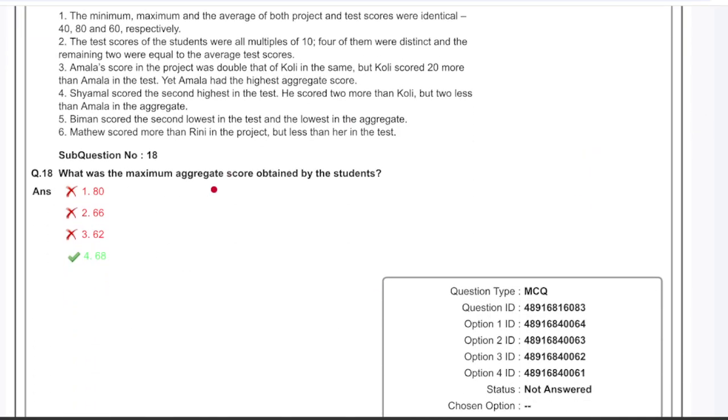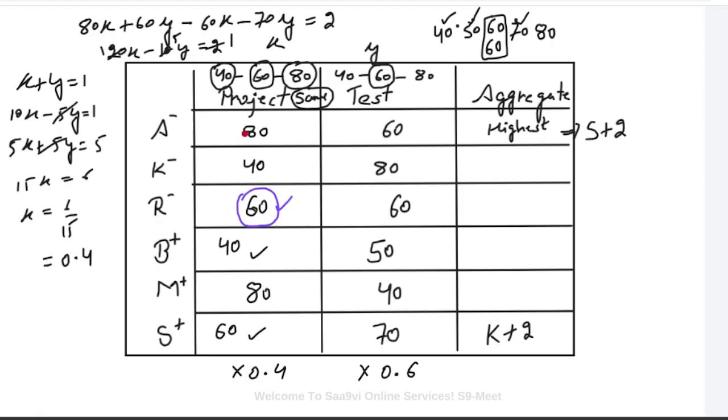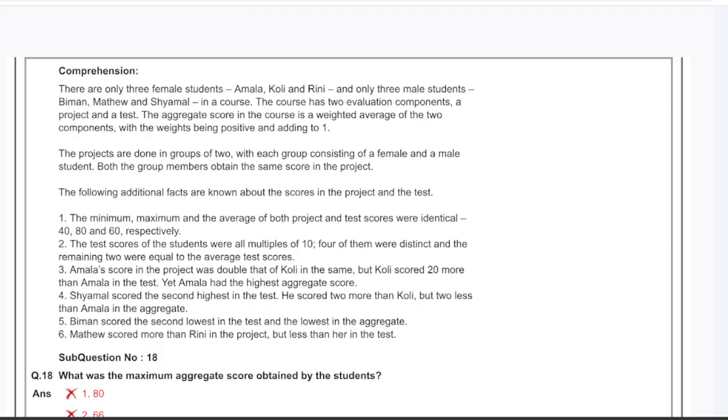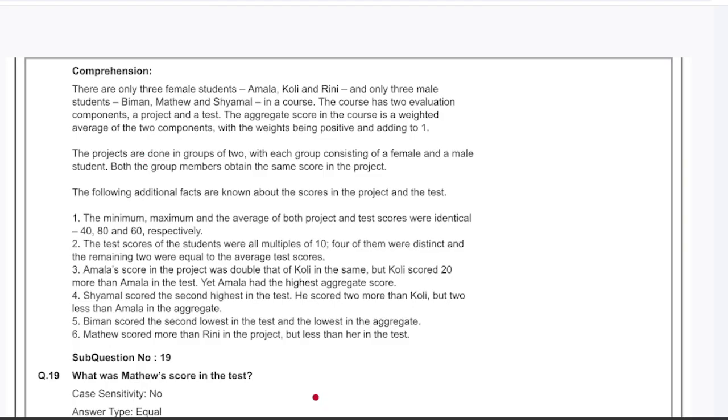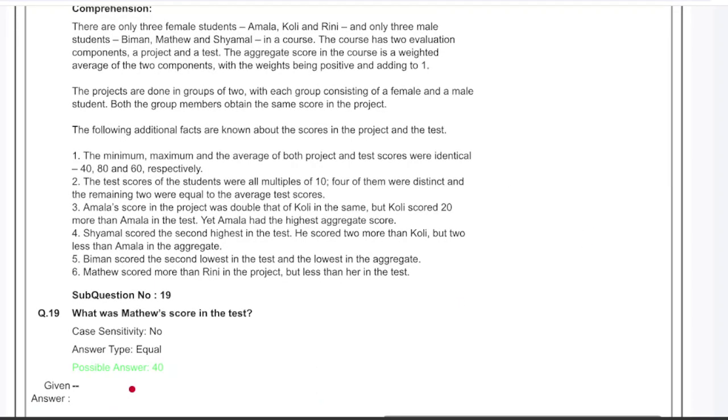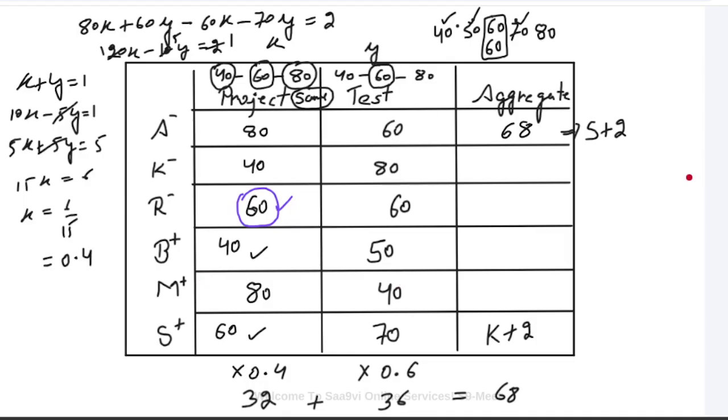Now, what was the maximum aggregate score obtained by the students? The maximum aggregate score we know is of A. 80 into 0.4 gives 32, and 60 into 0.6 gives 36. So 32 plus 36 is equal to 68. That means the highest aggregate score that A has is 68. That matches here. The next question says, what was Matthew's score in the test? Matthew's score in the test is 40. So that is another answer which we got here.